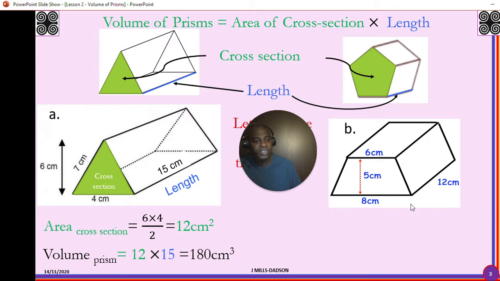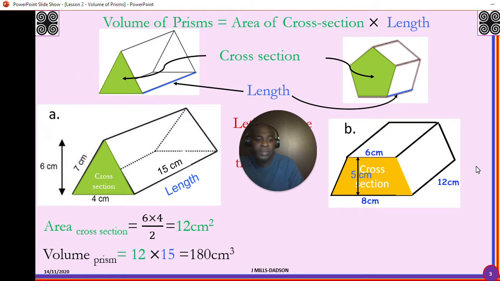B, cross-section is a trapezium. Formula for trapezium, if you recall, A plus B, all times by the height, and divide the final answer by 2. A and B are your parallel lines. So that is A, that is B. Height is the vertical distance or perpendicular distance between A and B, so that is 5. And 12 is the length.